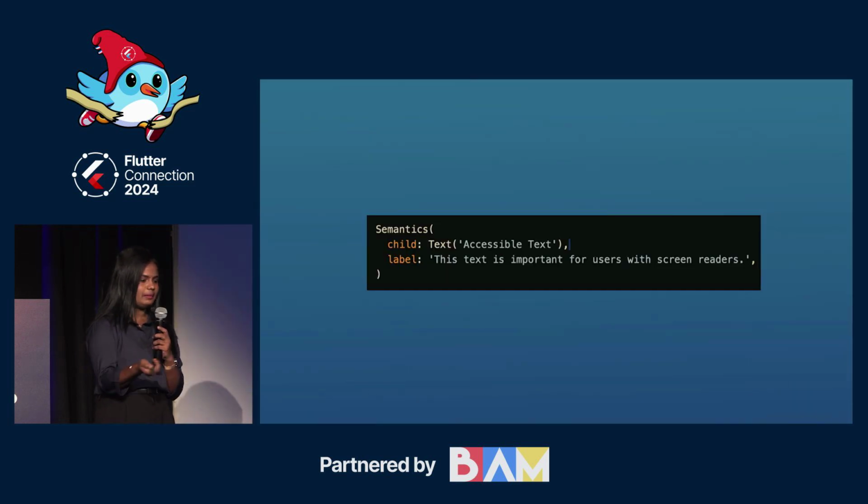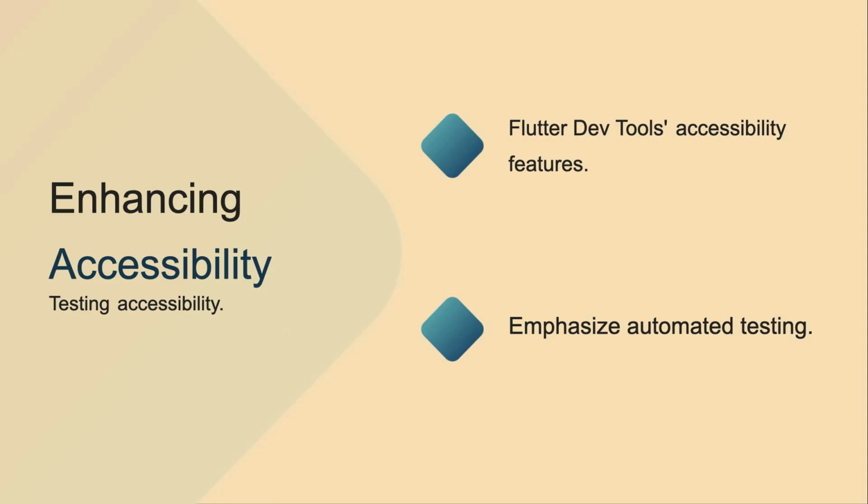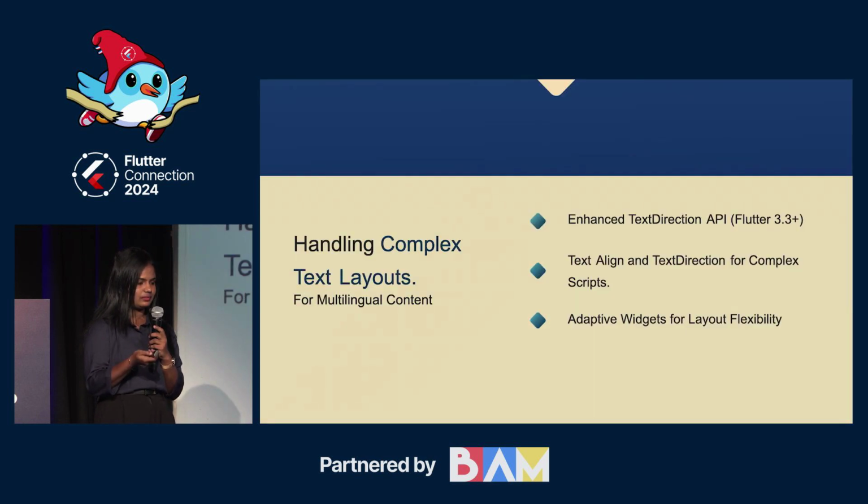This is a simple implementation where you can use a semantic widget for embedding the text to match different devices. To enhance accessibility through testing, like using the Flutter DevTools as I have told before, you can emphasize the automated testing process.